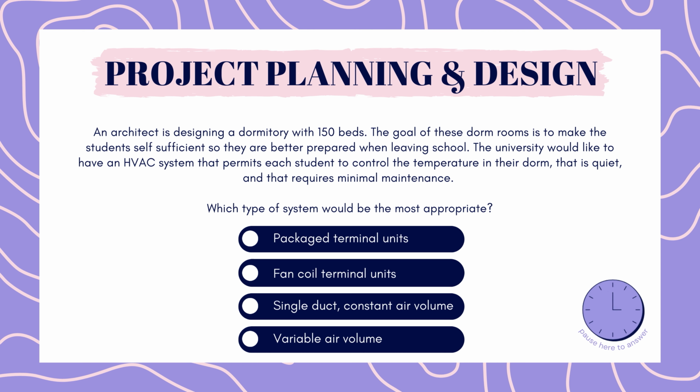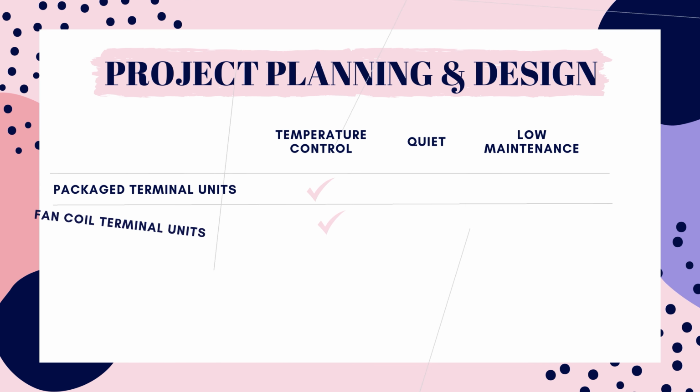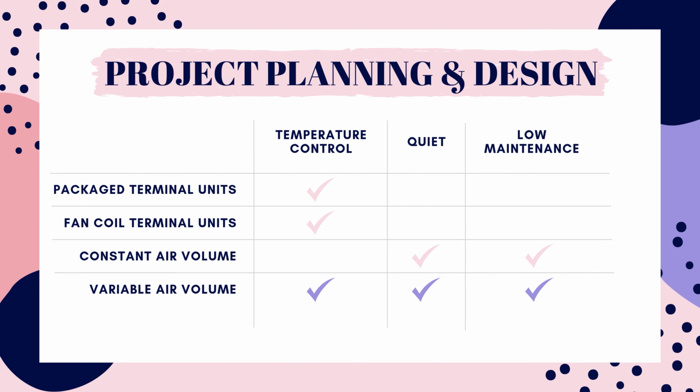And the correct answer is variable air volume. For questions like this, where you have to pick a system or material, list out all of the qualities the item needs to meet and evaluate your options based on that list. For this question, they want an HVAC system that has temperature control, is quiet, and is low maintenance.